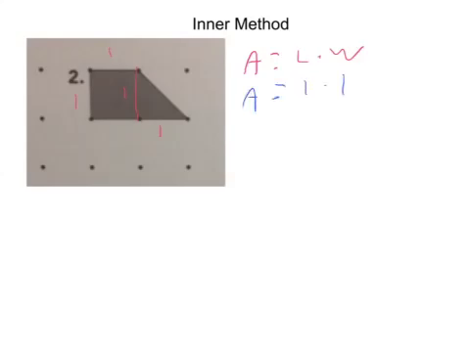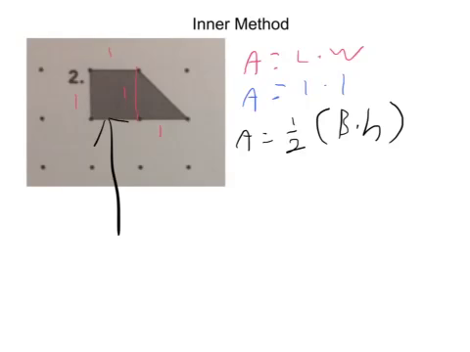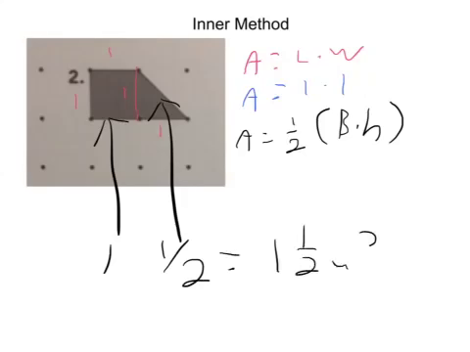And then I've got my triangle, which I'll do in black here, and that's area equals 1/2 base times height. And so I'll take my base of 1 and my height of 1 and get an area of 1/2 for that. So now I've got my square, which had an area of 1, and my triangle, which had an area of 1/2, and I get a total area of 1.5 units squared. That's the inner method.